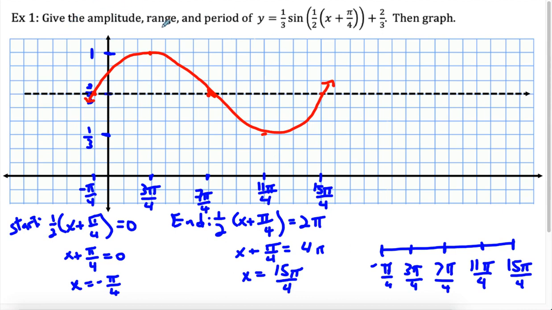Now there is one other thing that we want to do here. We want to give the amplitude, range, and period. Okay, so the amplitude of this graph, remember that is just the distance from the midline to the min and the max. That's always just this value here. And even if there was a negative sign here, amplitude is a distance, so amplitude will always be positive. So we say that distance here is 1/3. The range then goes from 1/3 up to 1.